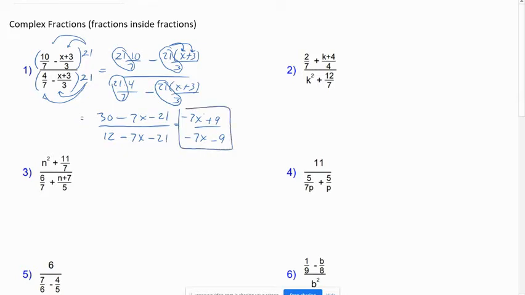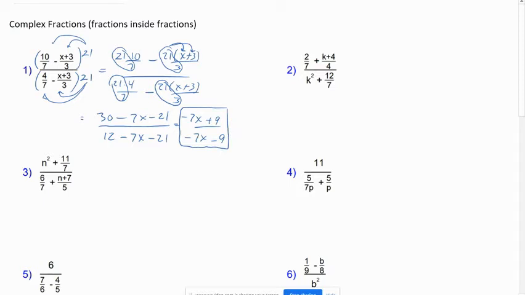Don't make the mistake of thinking that you can cancel these. Those are not common factors that we can cancel. You cannot cancel things that are being added and subtracted. You can only cancel common factors that are being multiplied. So these are not common factors, they're common terms, but terms cannot be canceled, only factors can. So that is fully simplified.